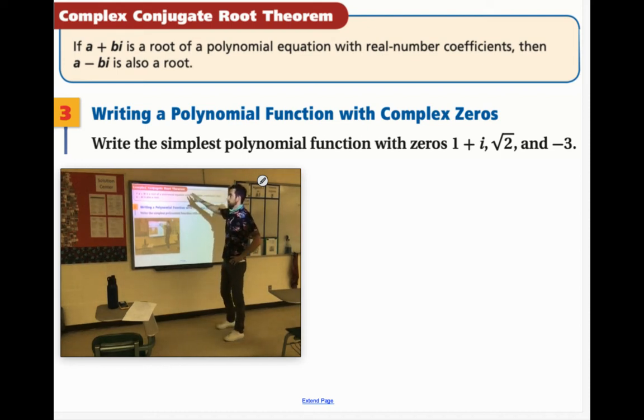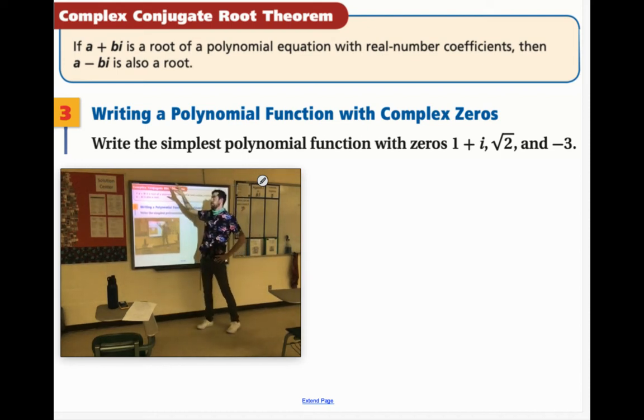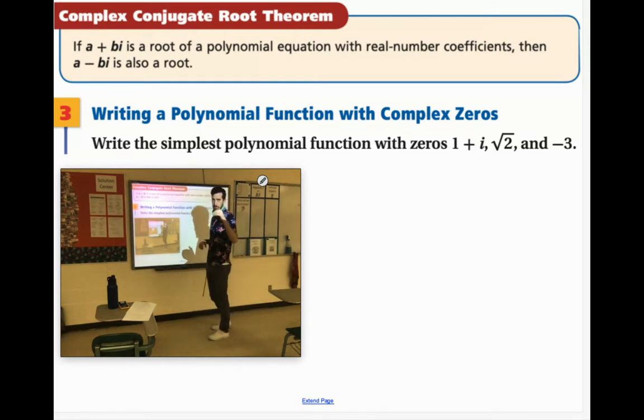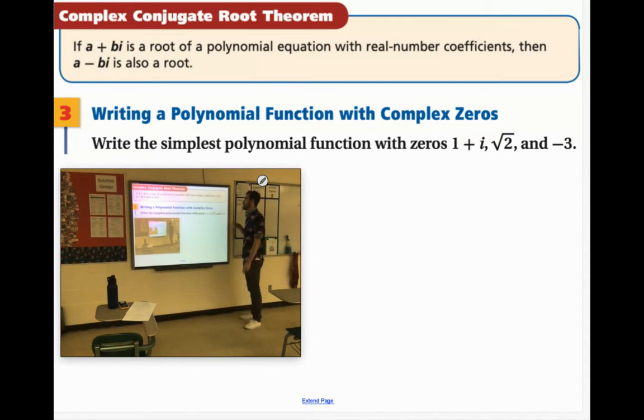The complex conjugate root theorem states that if you have a plus bi, like 1 plus 2i, then the complex conjugate, 1 minus 2i, would also be a 0 of that function. Oh, by the way, the same thing happens with square roots. If the square root of 2 is a 0, then the negative square root of 2 would also be a 0. So write the simplest polynomial function with these zeros.